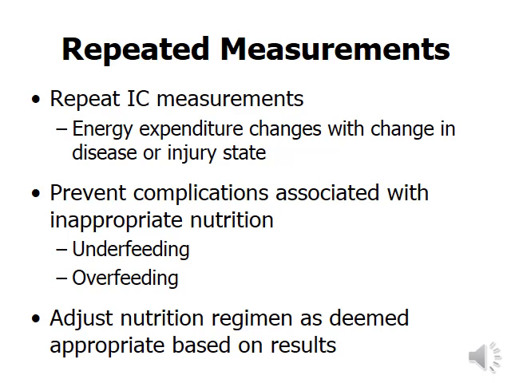To accurately assess energy expenditure throughout hospitalization, indirect calorimetry measurements should be repeated with changes in clinical status. Obtaining repeated measures can help prevent complications associated with under- and overfeeding. Changes in energy expenditure should be analyzed by the clinician, and subsequent changes to the nutrition regimen should be made as deemed appropriate.